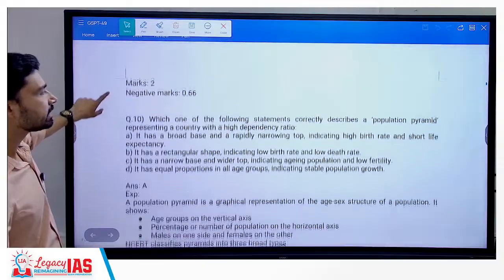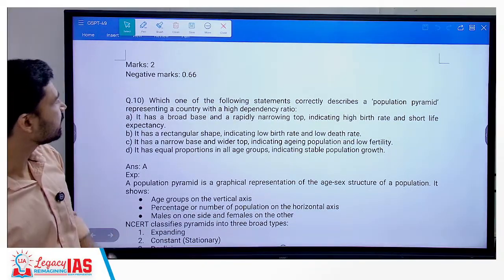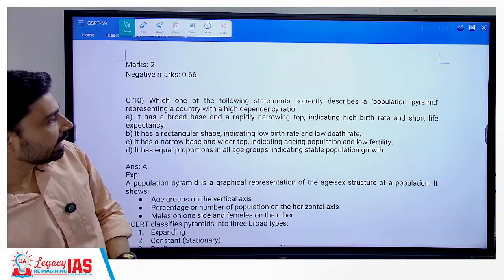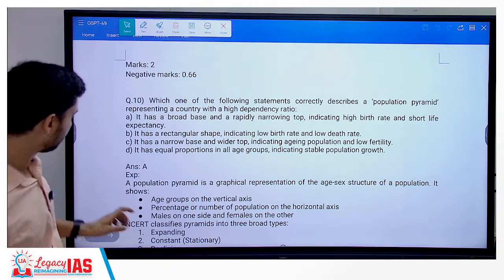Which of the following statements correctly describes a population pyramid representing a country with high dependency ratio? Broad base, a rapidly narrowing top indicating high birth rate and short life expectancy.